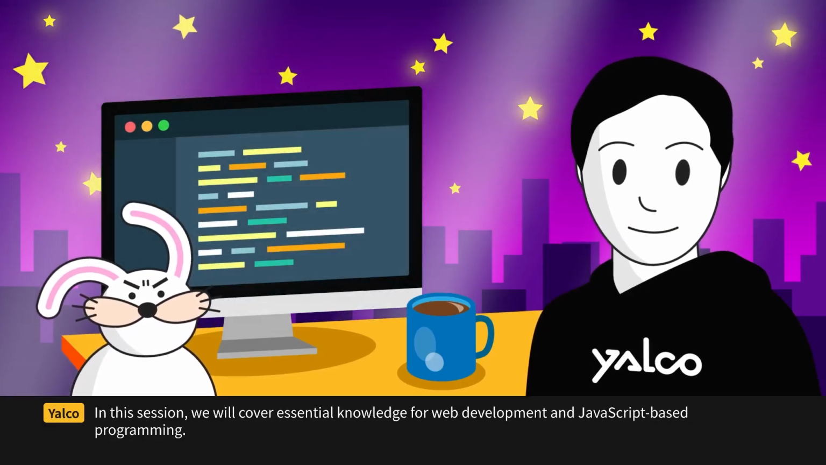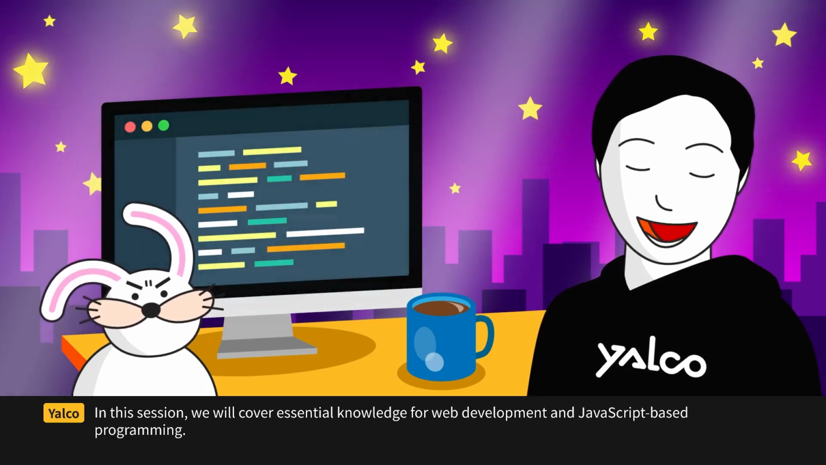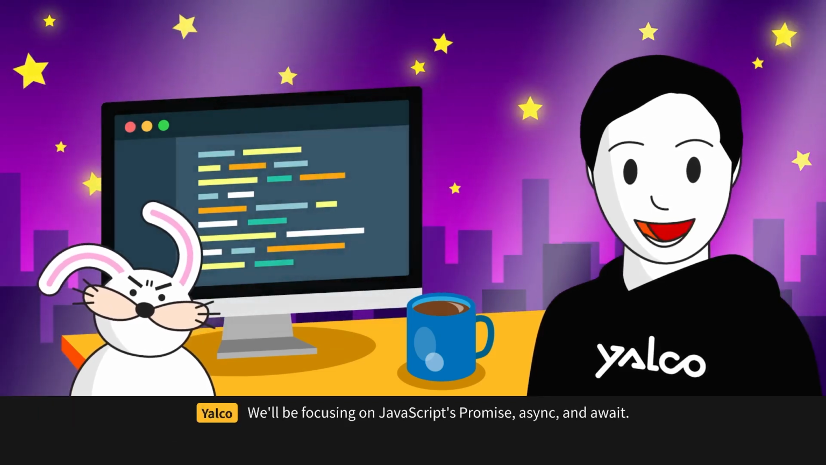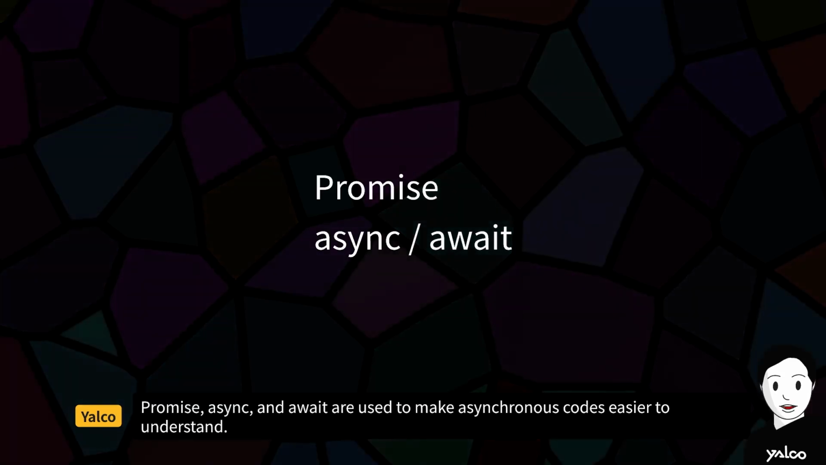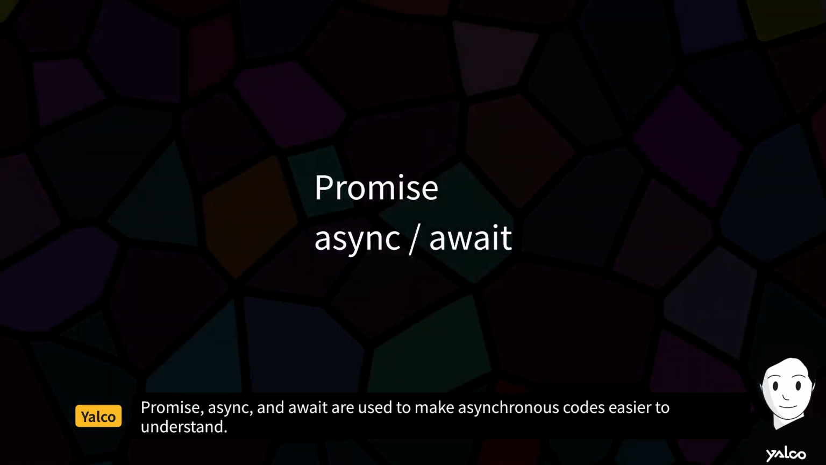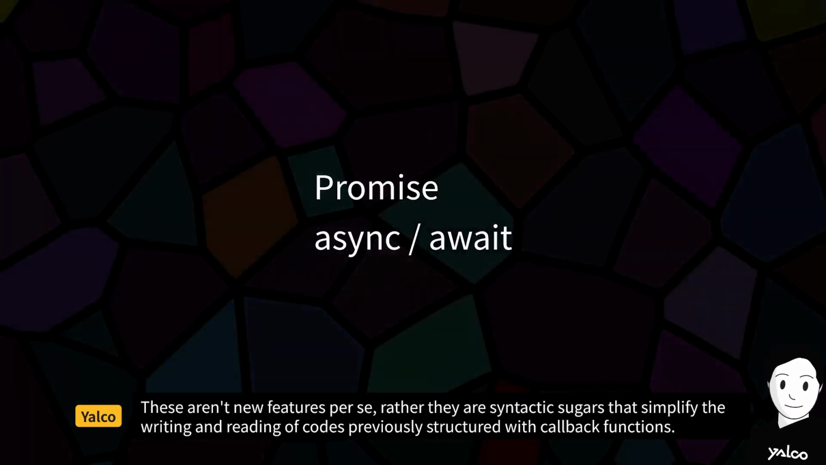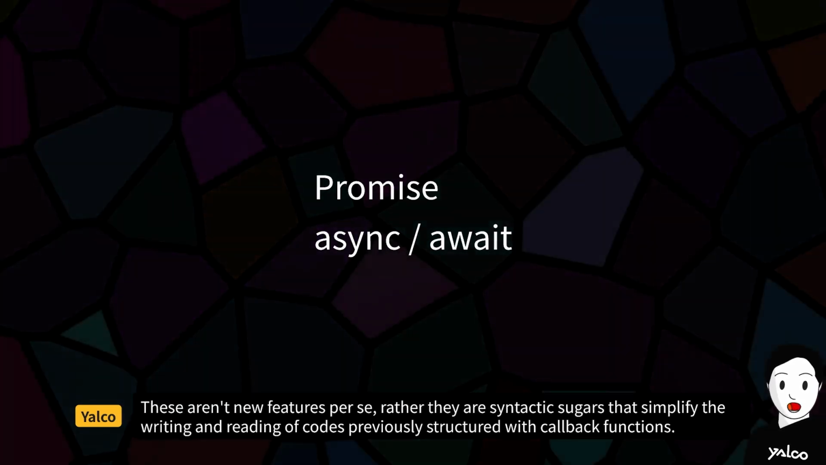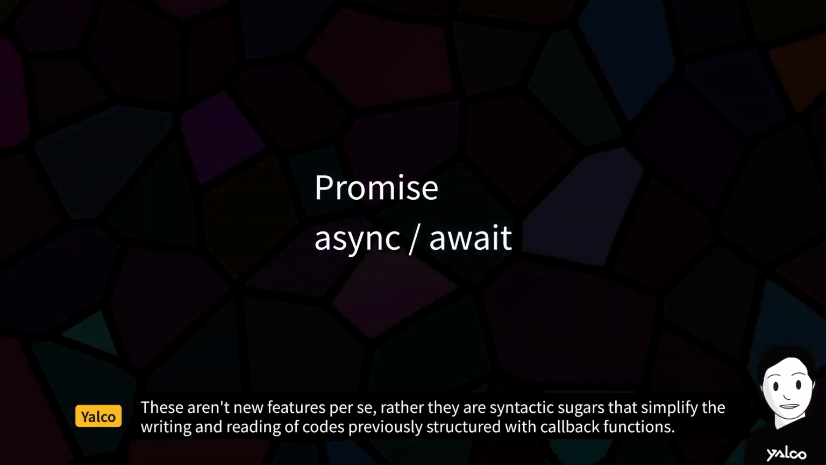In this session, we will cover essential knowledge for web development and JavaScript-based programming. We will be focusing on JavaScript's promise, async, and await. Promise, async, and await are used to make asynchronous code easier to understand. These are not new features per se, rather they are syntactic sugars that simplify the writing and reading of code previously structured with callback functions.